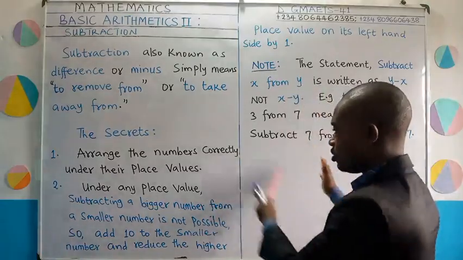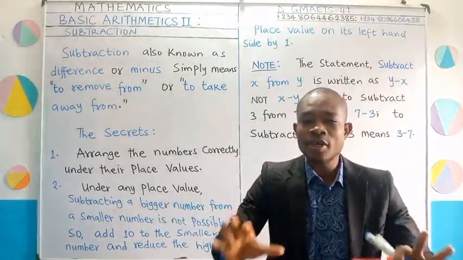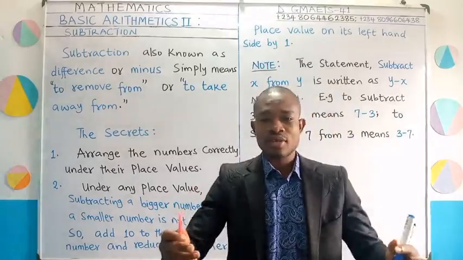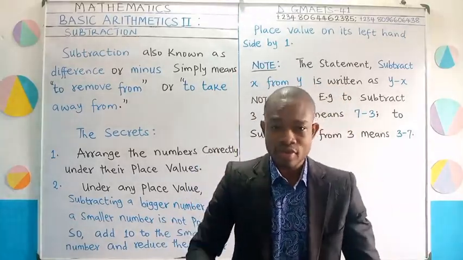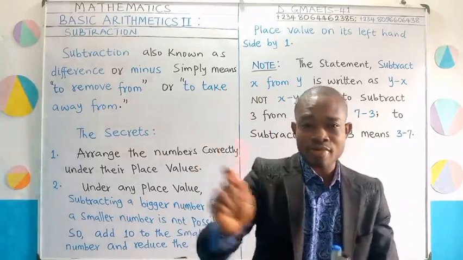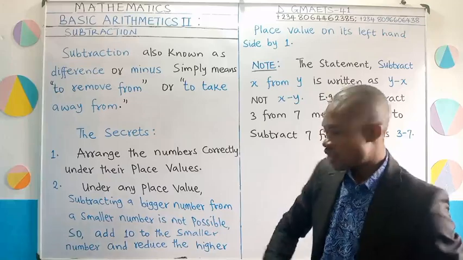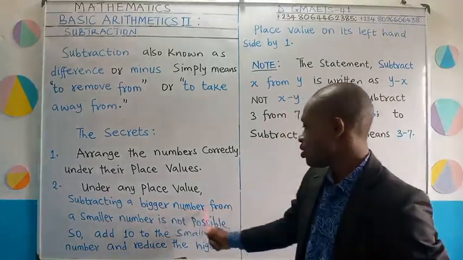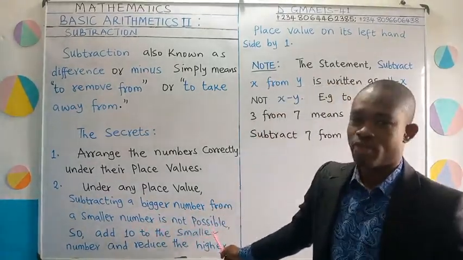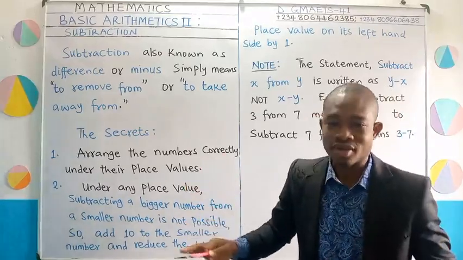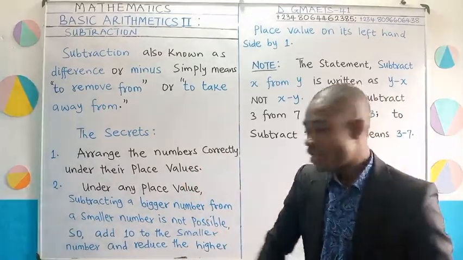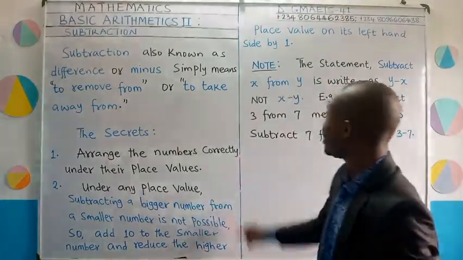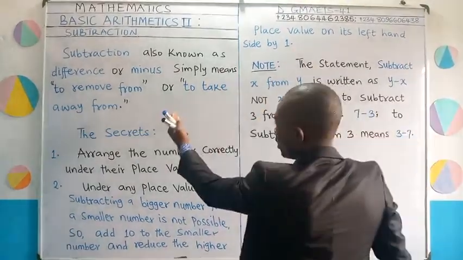Secret number 2 is telling us this. When you start working your subtraction under any given place value, if you notice that in the place value you want to deal with, what you are saying is smaller number minus bigger number, secret number 2 is telling you that that is not possible. Are you getting me right? Subtracting a bigger number from a smaller number is not possible. At this point we say that it is not possible. So what are you expected to do? Add 10 to the smaller number and reduce the higher place value on its left hand side by 1.